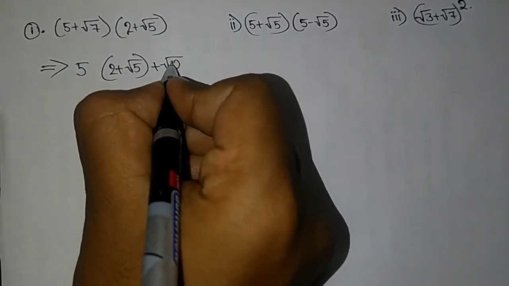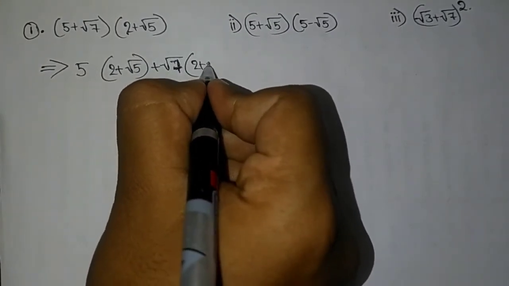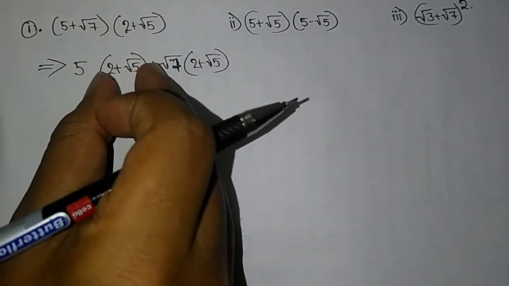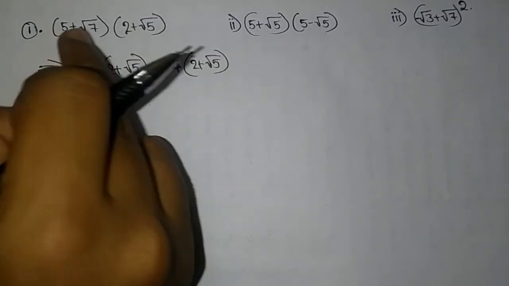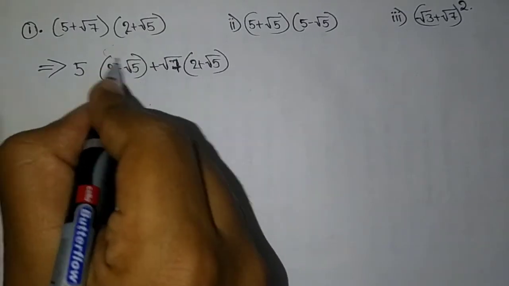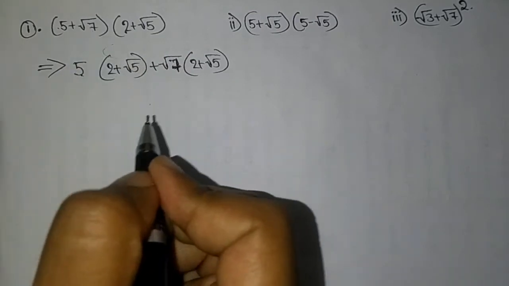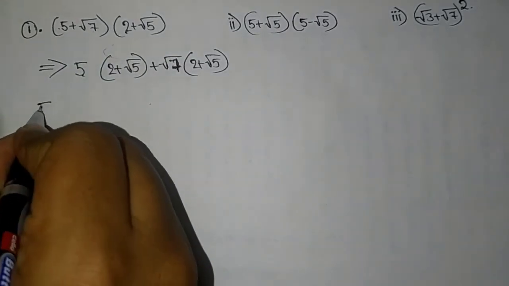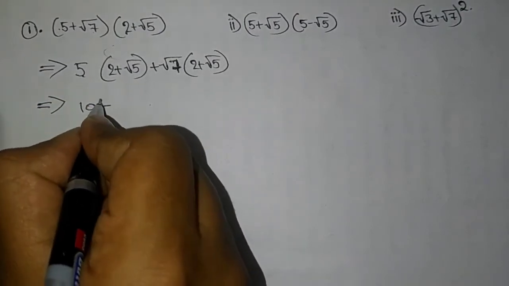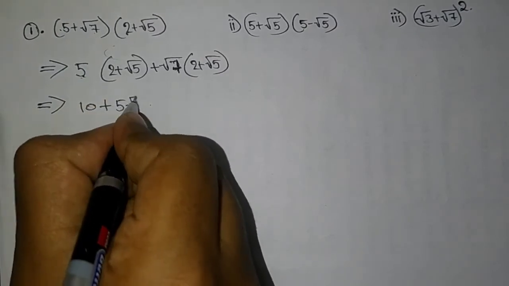Second number, root 7, and again whole term. I will explain you what I did. This is multiplication. This term is multiplied with first word. This term is again multiplied with second word. This whole term is multiplied with first word. Whole term is multiplied with second word. Good. Now normal multiplication. That's it. This problem is done. 5 2s are 10 plus 5 into root 5, 5 root 5.